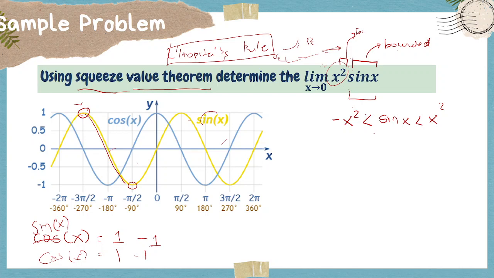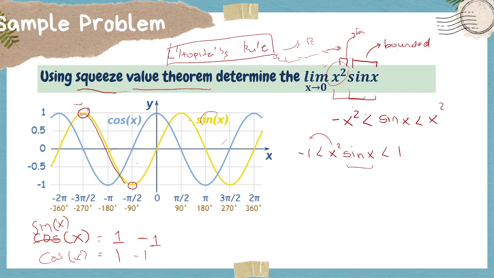Naintindihan. Now, we have to target that this sin x is the one that is bounded. But in the function, we are given x squared sin x. Right? Now, what is the minimum and maximum value for this one? It would always become -1 and 1. In order to solve this one, what are we going to do? Para ang matira na lang ay sin x. Anong gagawin nyo?